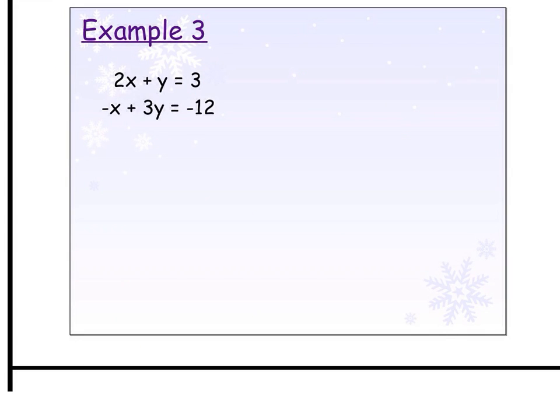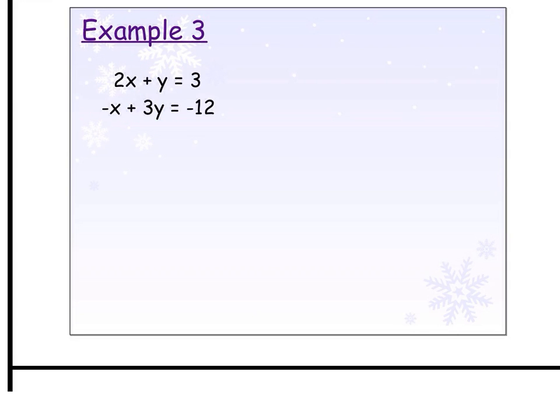Alright, so on to another example. This one we have 2x plus y is equal to 3, and negative x plus 3y is equal to negative 12. Some of you at this point are probably saying nothing matches up, and you're right. Because this is a negative x and a 2x, so they don't have the same coefficients. And our y doesn't have the same coefficients either. This one has a 1 in front, and the other y has a 3. So in this case, elimination is still a good strategy.